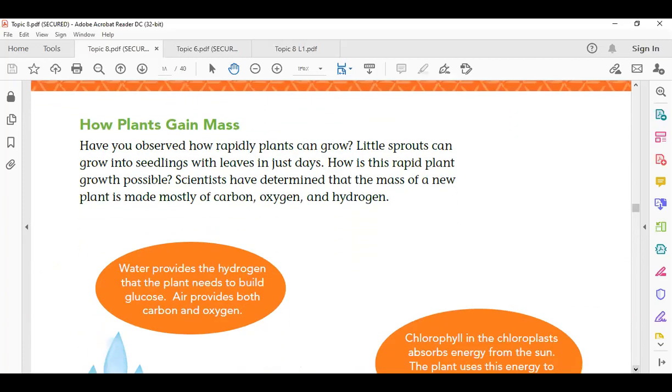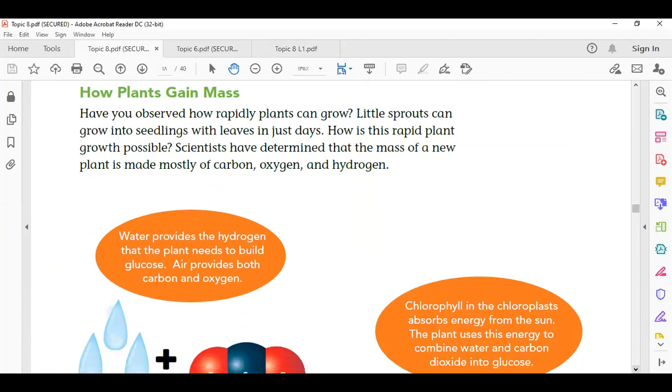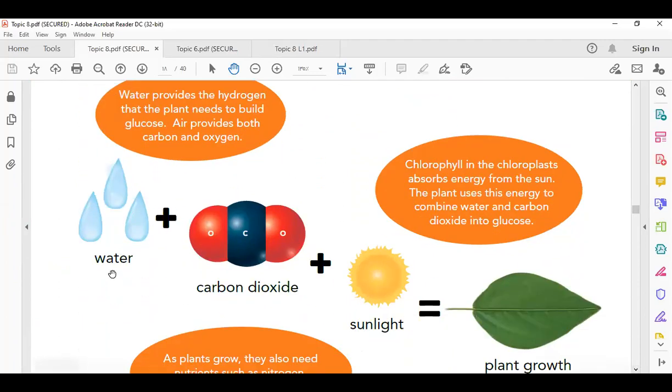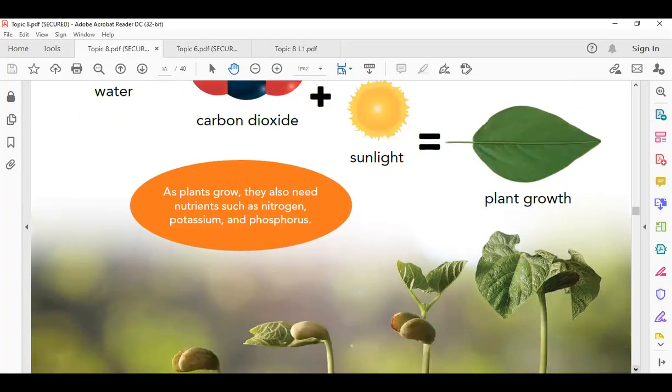Now, plants gain mass when plants change these materials. They change water and carbon dioxide and energy from the sun into what? Into sugar. This sugar is then used for food and also for growth and so on. For this reason, plants gain mass.